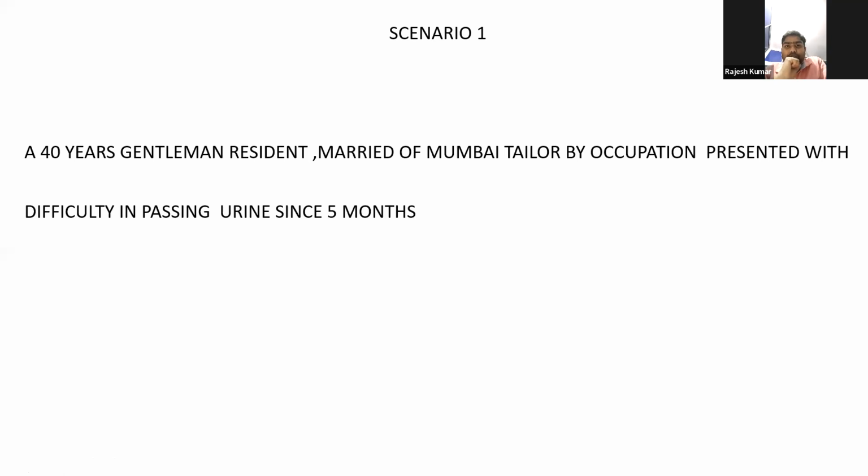So first of all, this difficulty in passing urine, how it started, whether it was gradual or sudden in onset. Second, any history of trauma. The third one, any history of chronic infection. Any history of infection associated with the scrotum, any history of scrotal inflammation, recurrent scrotal inflammation.